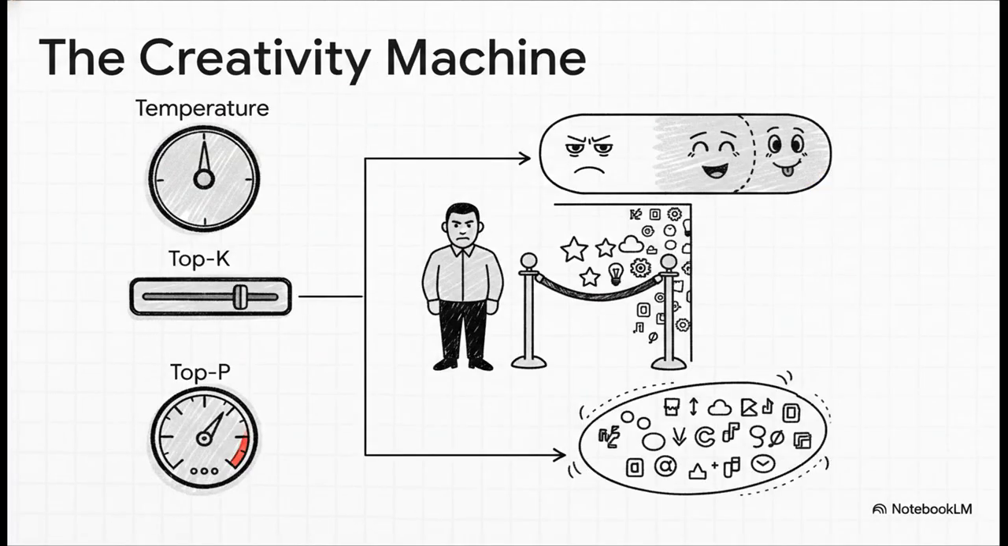And there you have it, the 3 main knobs on your personal AI creativity machine. Just remember, temperature sets the mood, from serious to playful. Top K sets the crowd size, limiting your options. And top P sets the confidence boundary, creating that smart, adaptive pool of choices.